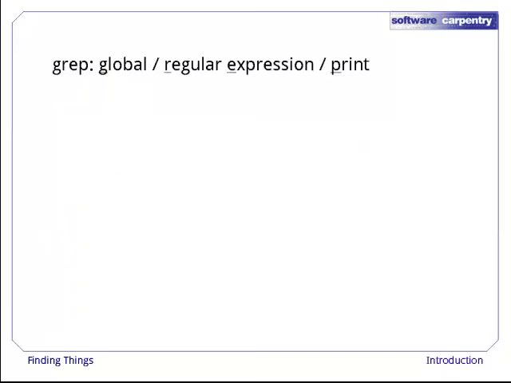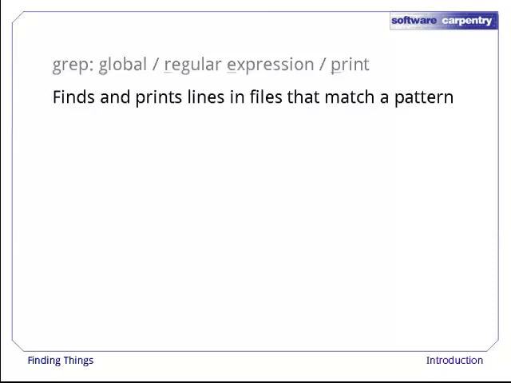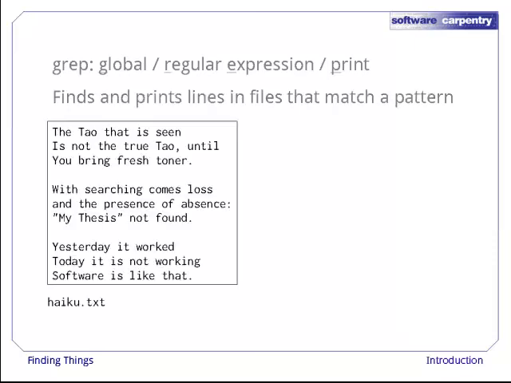Grep is a contraction of "global, regular expression print," which was a common sequence of operations in early Unix text editors. What the grep program does is find and print lines in files that match a pattern. Here's the file we'll use for our examples. It contains 3 computer haikus taken from a competition that Salon magazine ran in 1998.